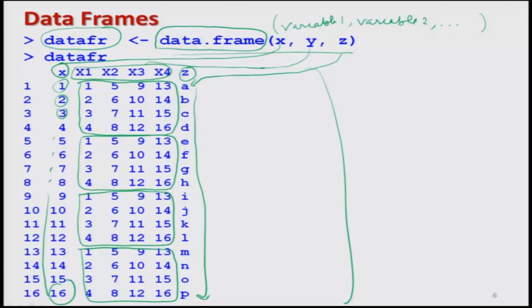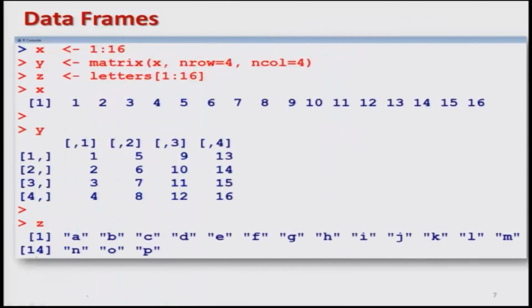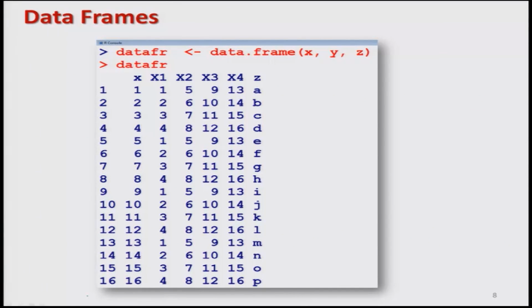So, now let us come back to our slides, and here are the screenshots of the outcome of the x, y, z variables, and here is the outcome of the data frame. So, you can see here these are the same things that we have obtained over the R console.